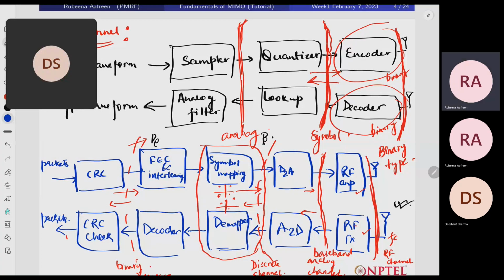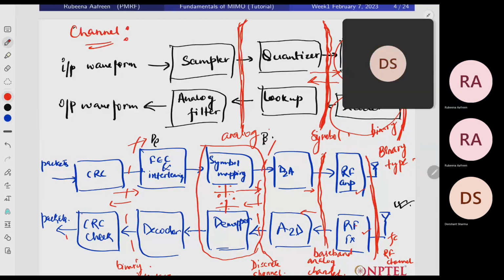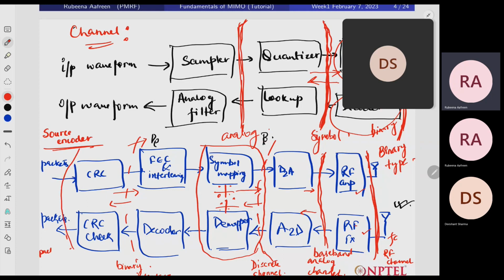Then we saw that this is the source encoder. Here also we described what kind of interface we have at the different stages. Here, it will be packet data rate. Packet errors will happen. Here, binary errors will happen. Here, errors will happen, but they will not be binary. This probability of error will be different from that probability of error.